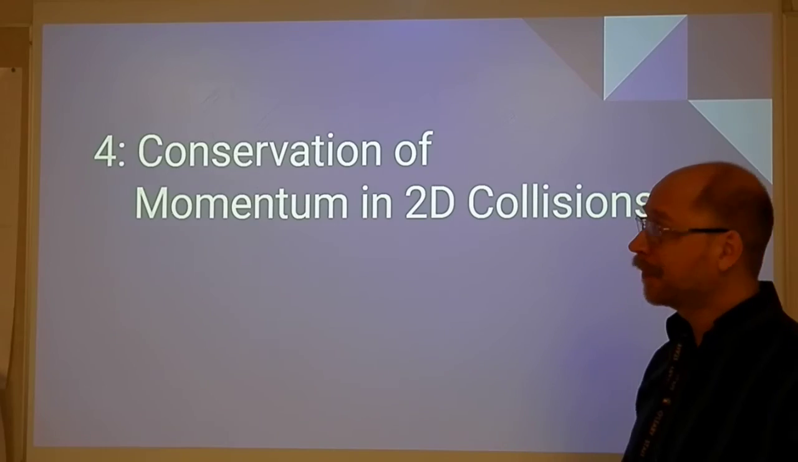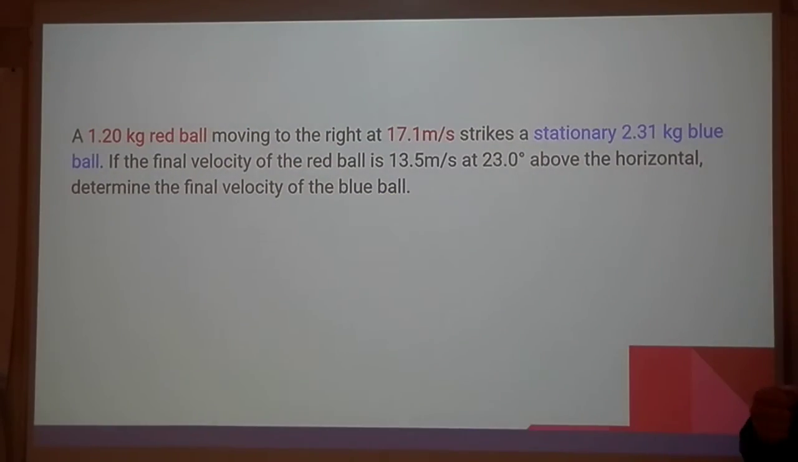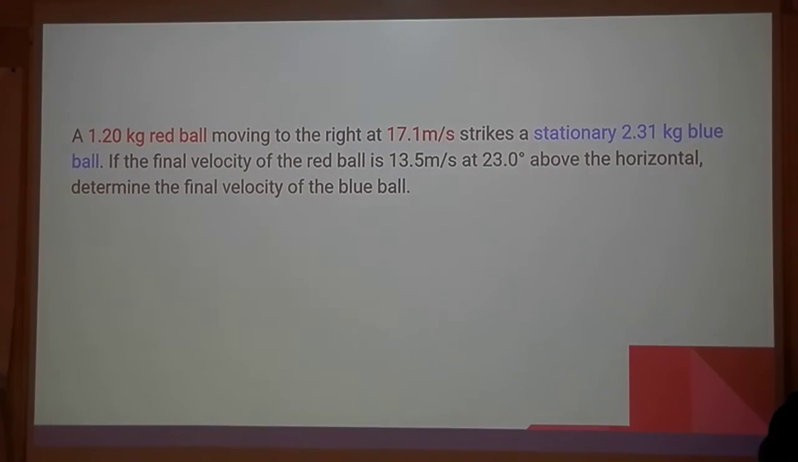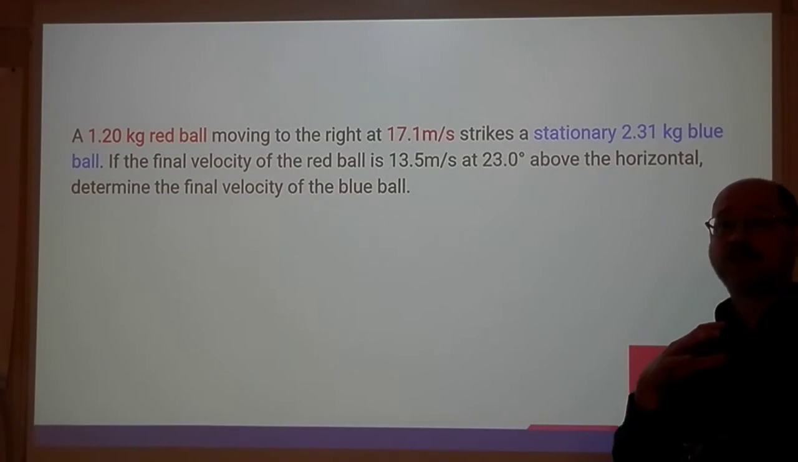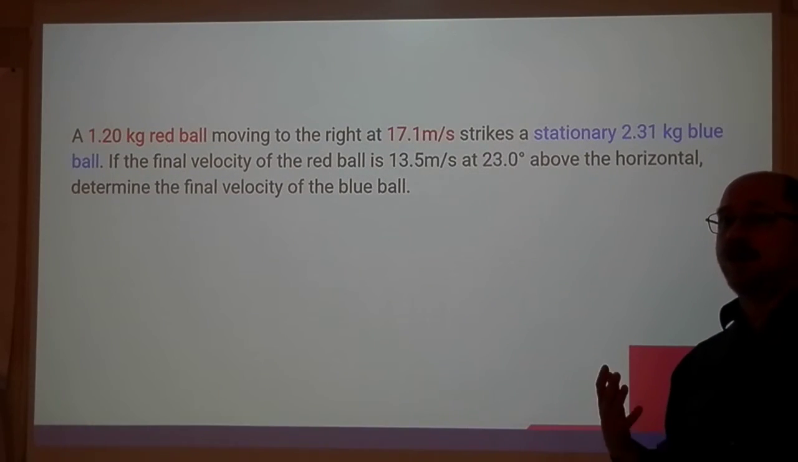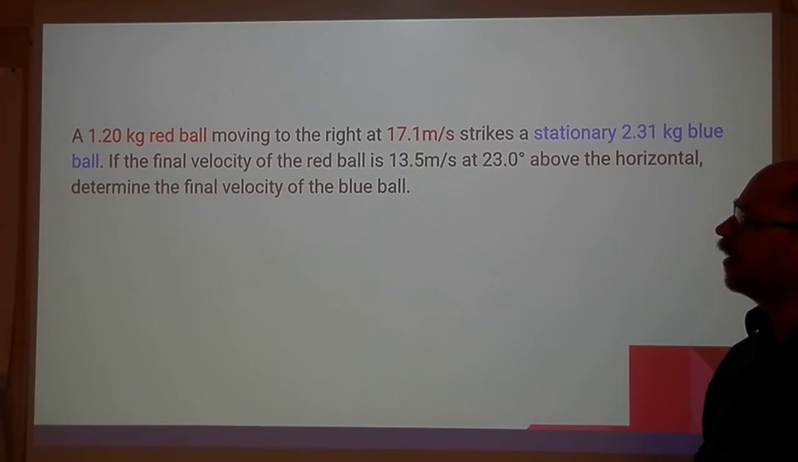So the example that we've got is a 1.20 kilogram red ball moving to the right at 17.1 meters per second, strikes a stationary 2.31 kilogram blue ball. If the final velocity of the red ball is 13.5 meters per second at 23.0 degrees above the horizontal, determine the final velocity of the blue ball. Now, this can in itself seem sort of intimidating because there's a lot of stuff being talked about here, but I wouldn't be overly scared by it or something like that. You just have to break down the pieces.